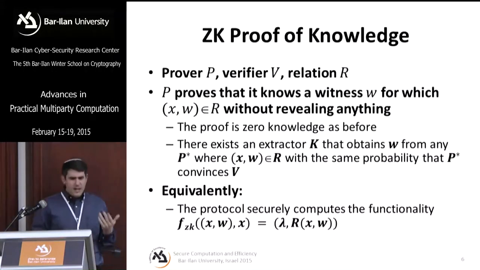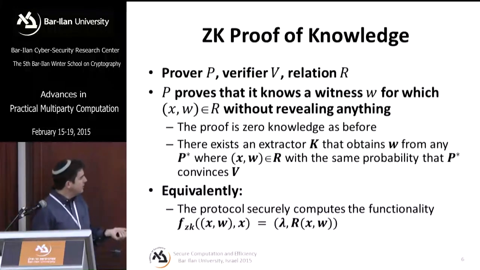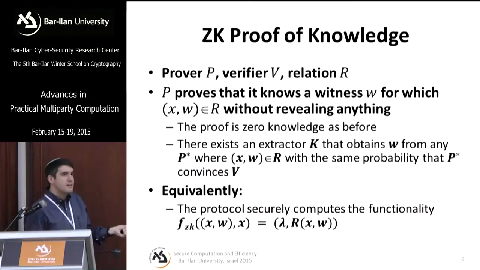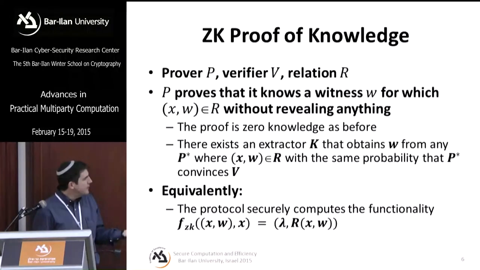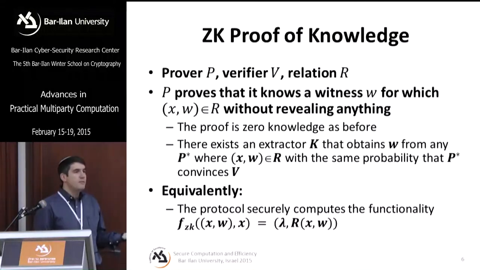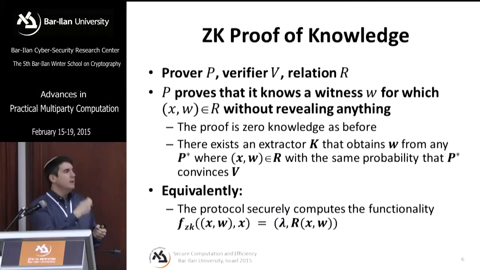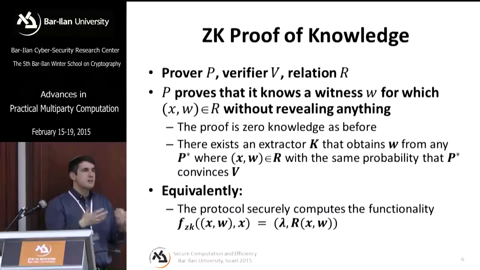Another equivalent way of looking at it, if you want to think about it in the secure computation notation, is we have a function where the prover has the statement and a witness for the statement. For example, in the RSA example, the public statement would be the public key and the witness would be the private key. The verifier has the public key, and the output is nothing to the prover because he doesn't need to learn anything. The relation is applied to the public input and the witness, and the verifier gets the result. For example, the relation saying, yes, indeed, this is the private key associated with that public key, and the verifier would get one or zero, meaning yes or no, this is correct or not.